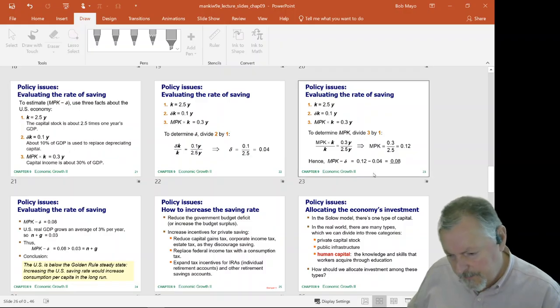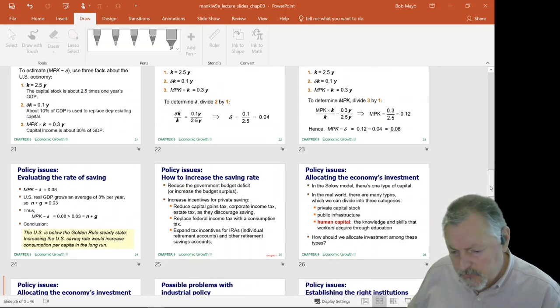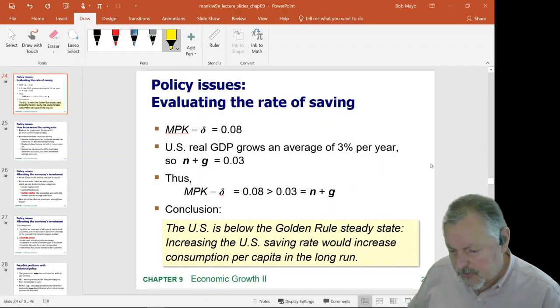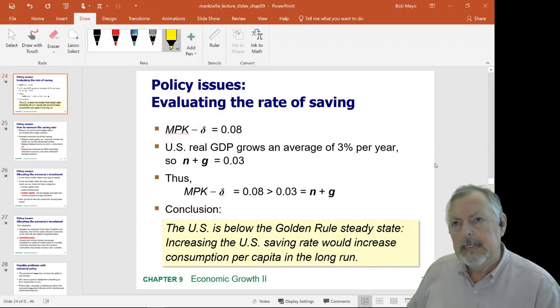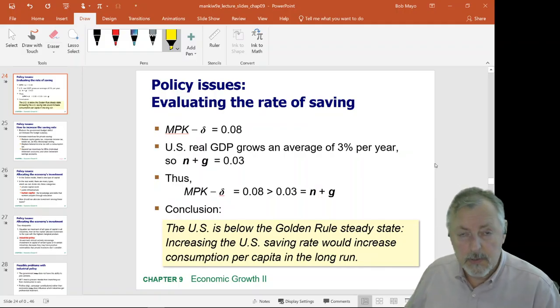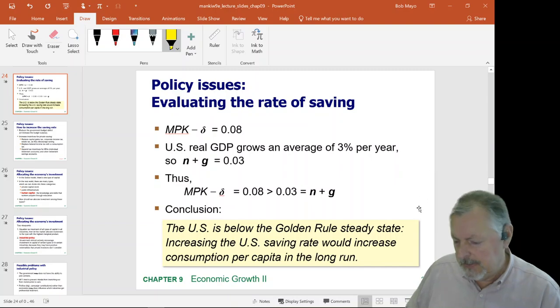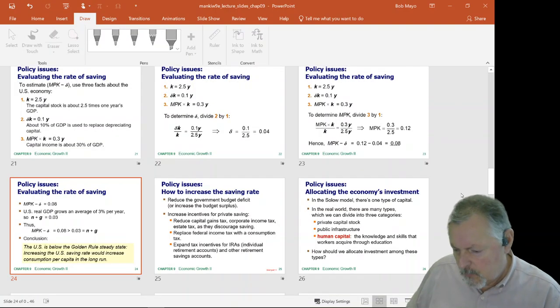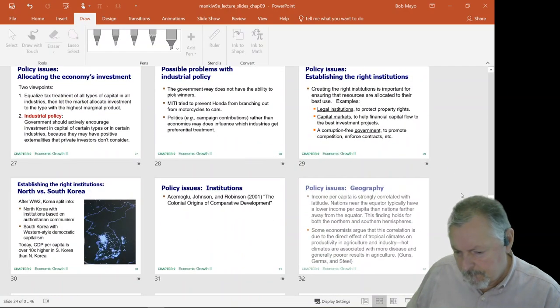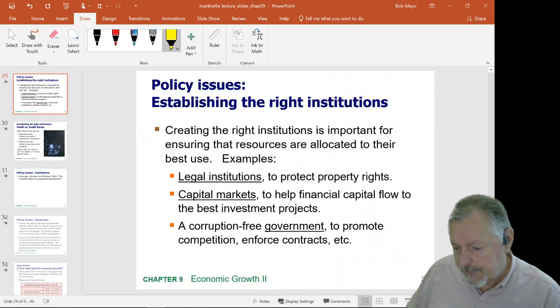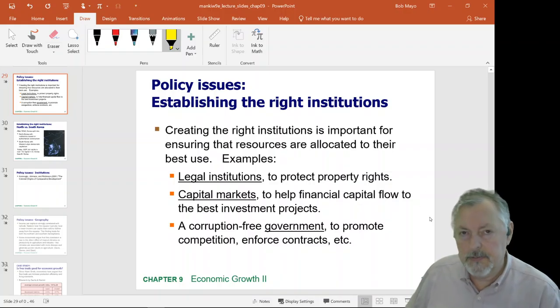Oh, let's see. Policy issues, some calculations suggesting that the United States is saving at an inefficiently low level, that we are below the golden rule or consumption maximizing savings rate. Institutions, legal institutions, efficient capital markets, lack of corruption. These are all technology in the economic sense very broadly.